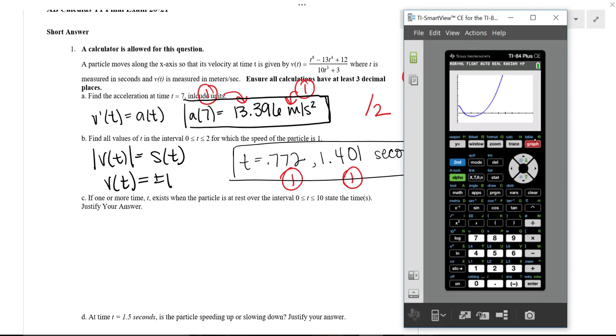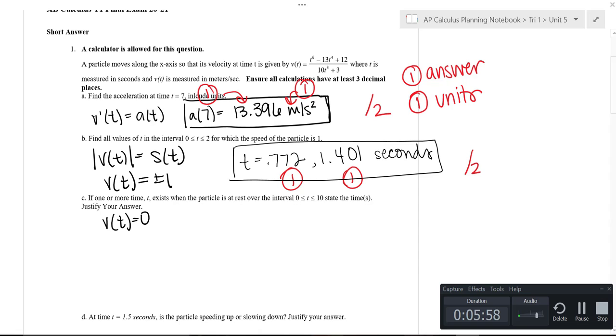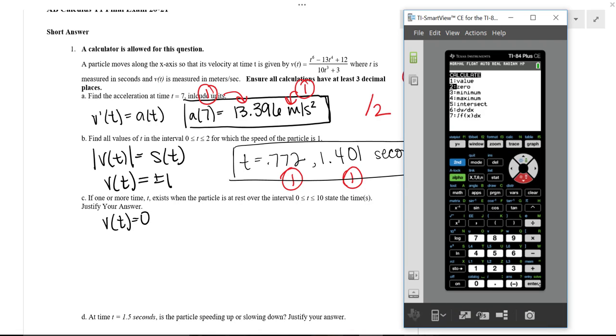And it's at rest wherever velocity equals 0. So we know what this means is v of t equals 0. So essentially that's wherever that function crosses the x-axis. It looks like this is happening 2 times. So I'm going to go to that menu, go to that second trace, and come down over here to that 0.